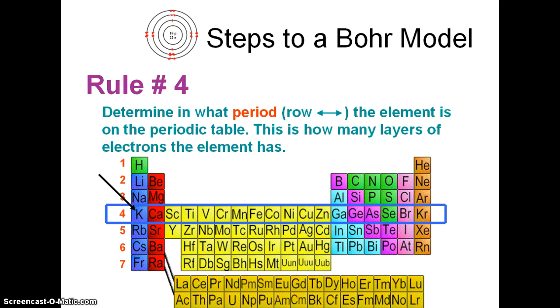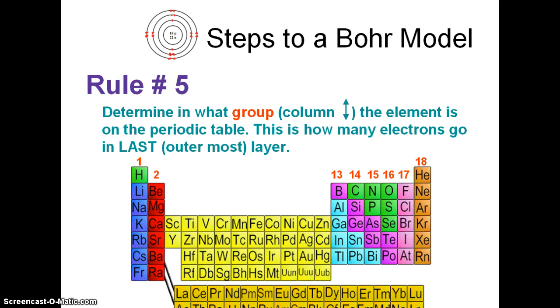Okay. Rule number 5. Determine in what group the element is on the periodic table. This is how many electrons go on the last layer, or the outermost layer. Remember, we picked potassium, and it's in that first group. Remember, groups are columns. So it's going to have 1 electron on that last layer. And if you remember how many layers, it should be 4, because potassium was in that 4th row. Oh, good Lord, sorry.